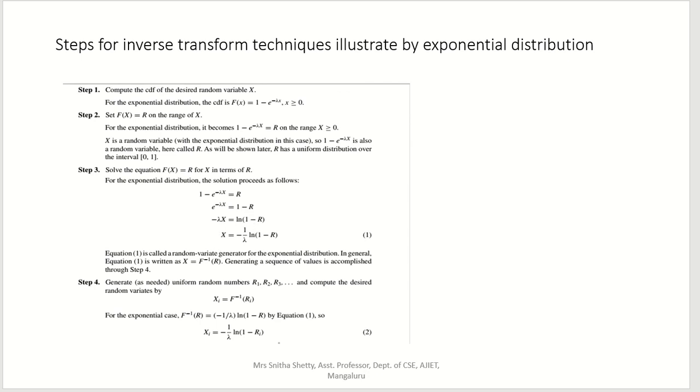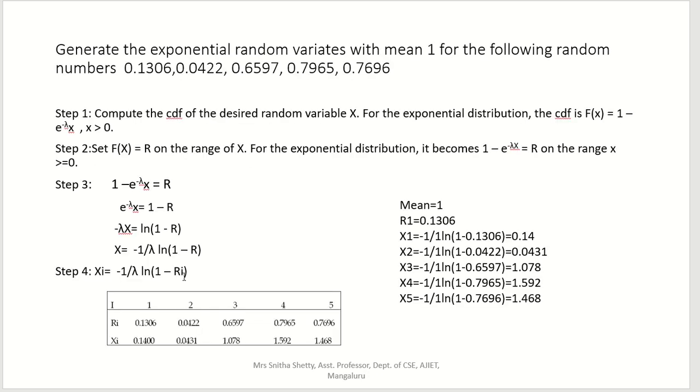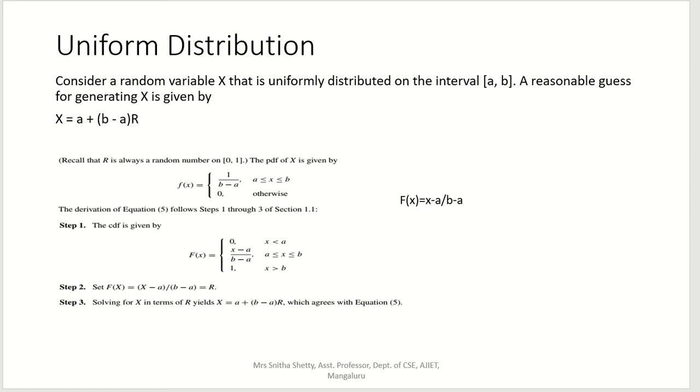Next we saw the problems. They had given different random numbers, and based on the random numbers we generated x1. Here they had given 5 random numbers, so we generated 5 random variates. Next session we'll discuss a problem related to the uniform distribution.